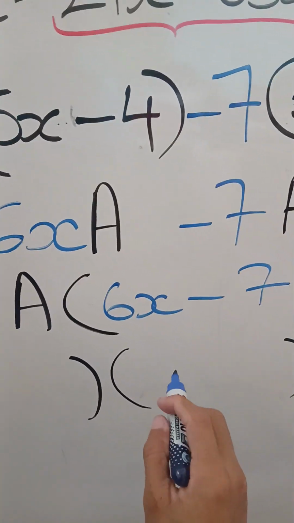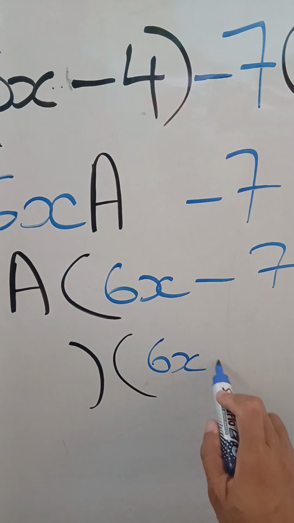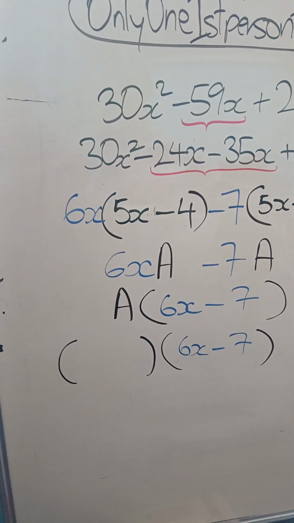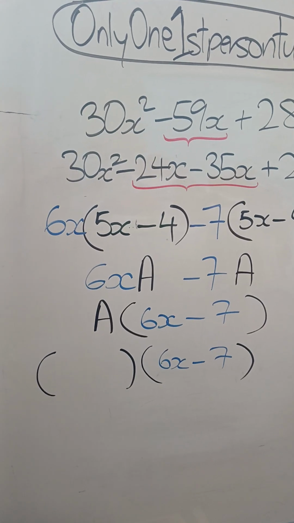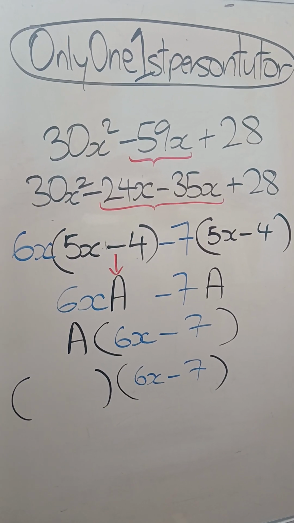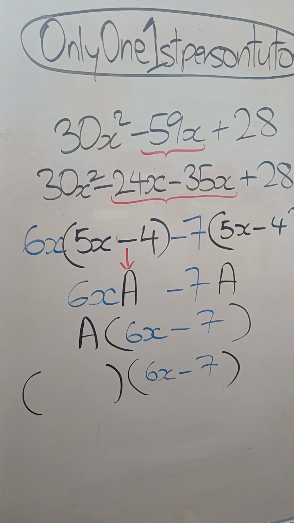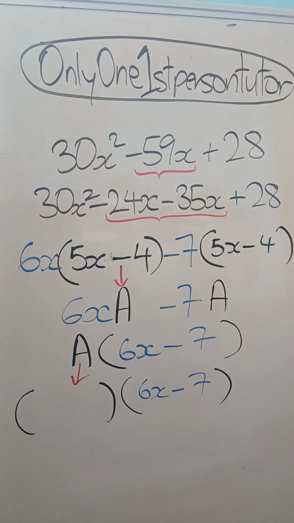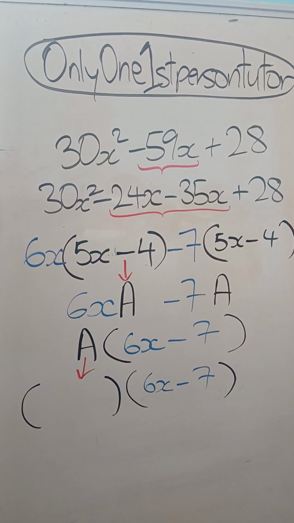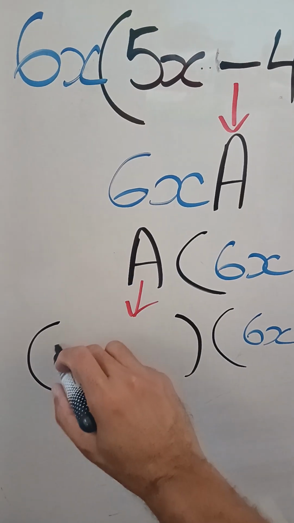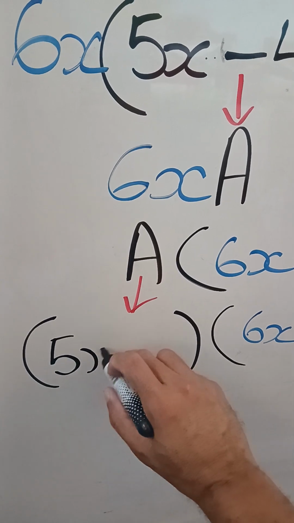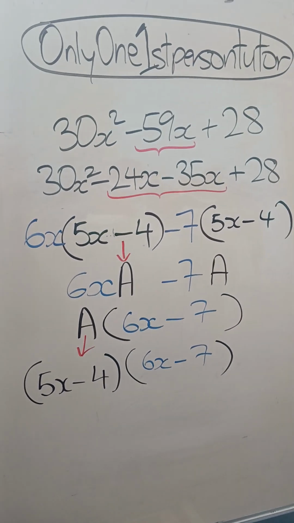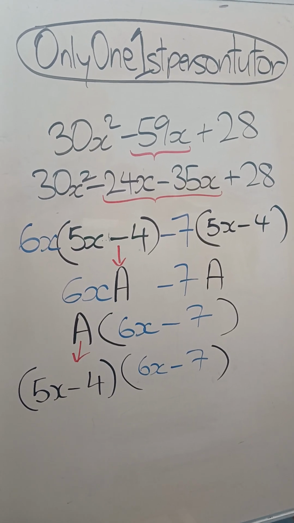So let's do that. All right. And then what do we put below the A? Well, since we know the 5x minus 4 is A, now we're going to replace the 5x minus 4 with A. Yeah? So let's put it down there now. All right, so that should be it. There we go. And that is your solution for all of this.